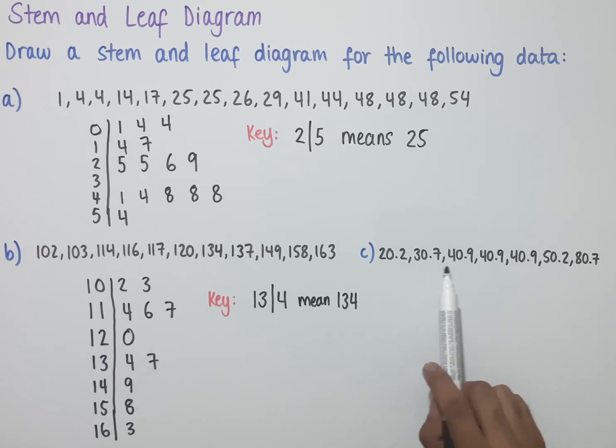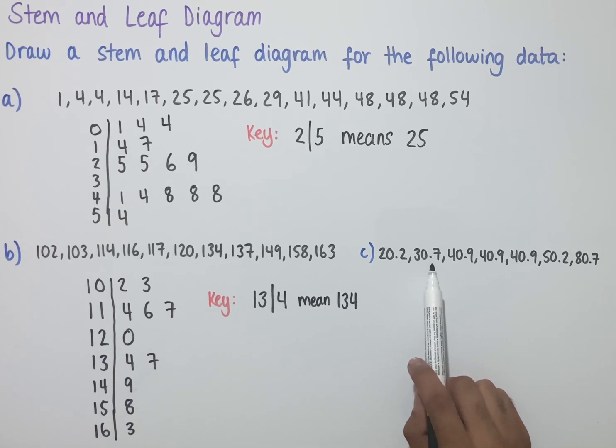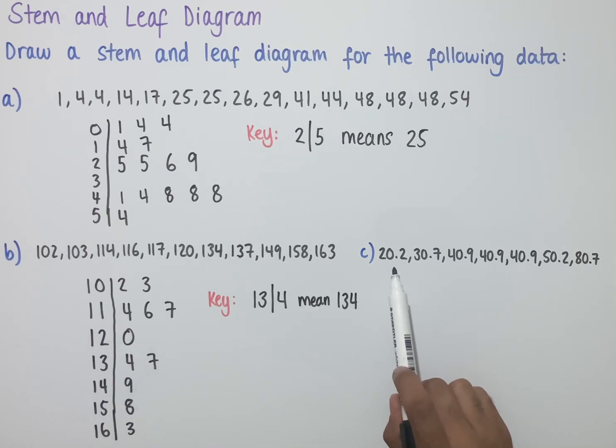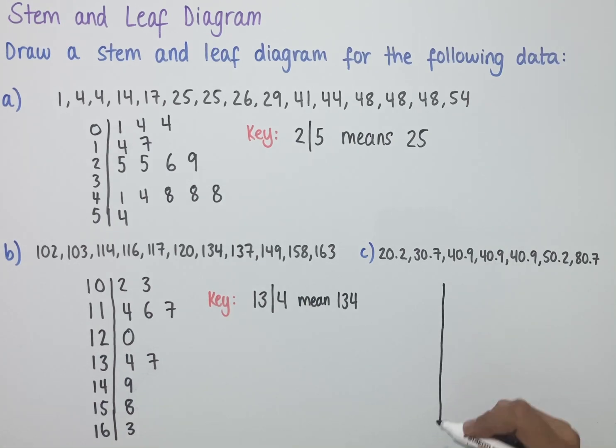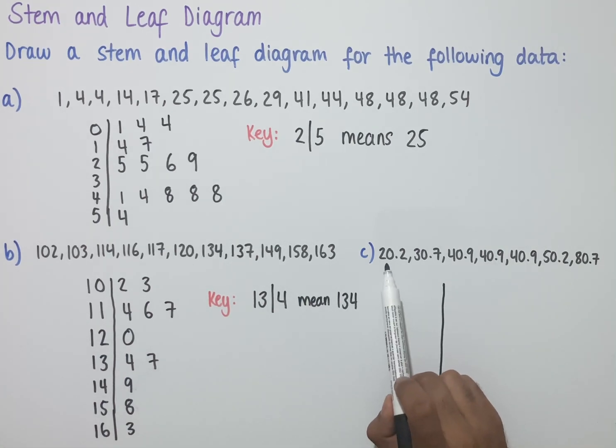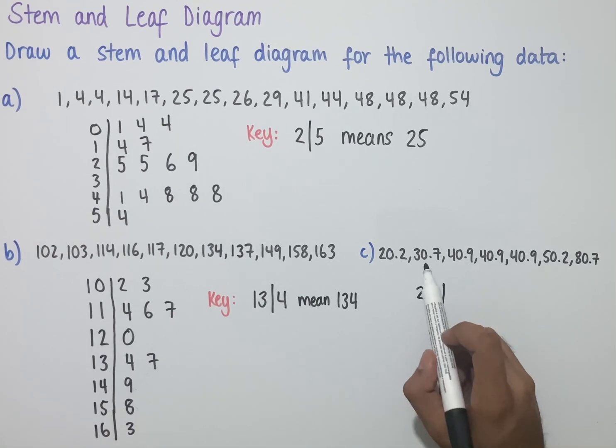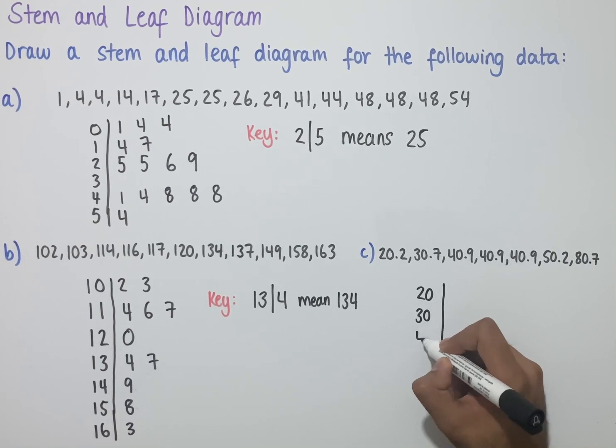In this final set of data we have decimals, and we see that each of these decimals go up in tens. So 20.2, 30.7, 40.9 and so on. Let's check that the numbers are ordered from smallest to biggest, and they are. And so we can now draw in our stem by representing it with a straight line.